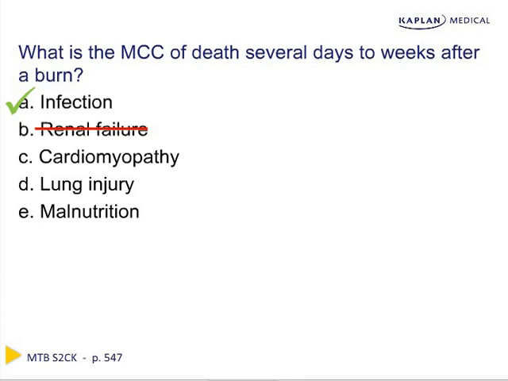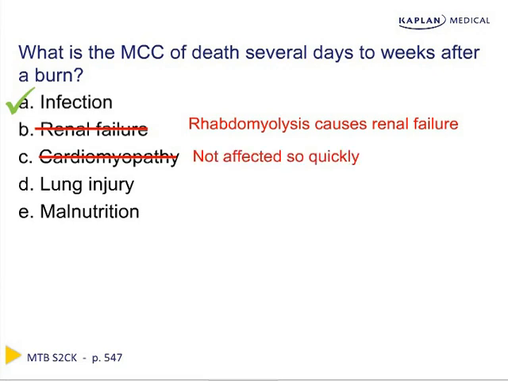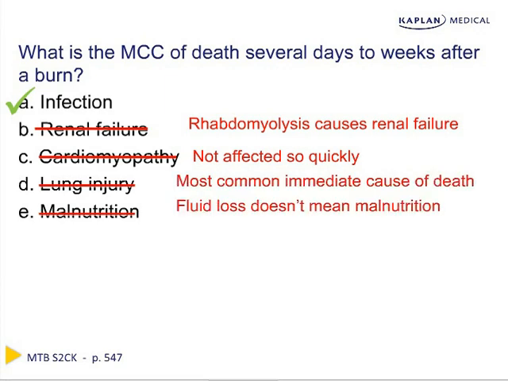Renal failure is not the right choice because combined with volume depletion, yes, it does decrease renal perfusion, but rhabdomyolysis will cause renal failure, but is not the most common cause of death. Cardiomyopathy is also not because it's not affected so quickly. It takes some time to develop. Lung injury is the immediate cause of death, and malnutrition doesn't occur that quickly. Fluid loss doesn't always mean malnutrition.